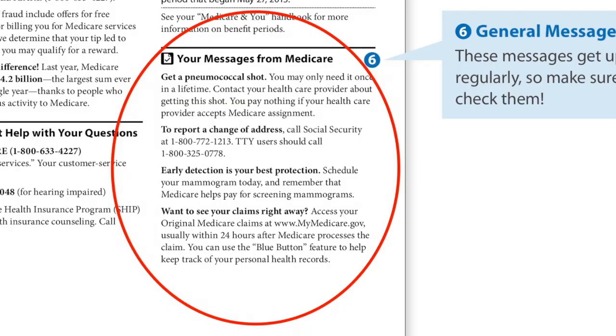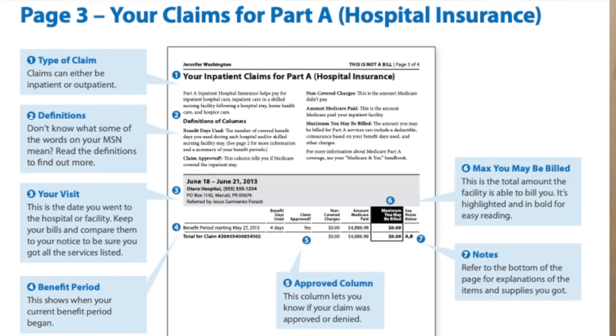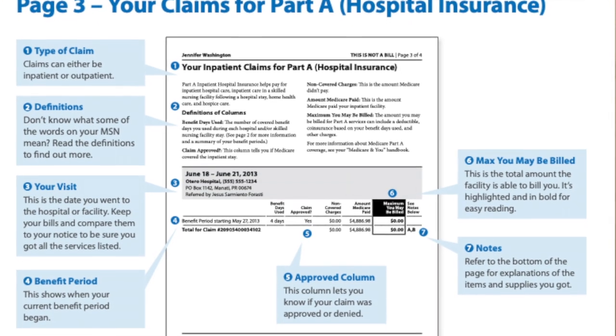The last section on page 2 is a message from Medicare. Medicare typically has 2 or 3 advisories on each notice for you each time you get one. Basic information. Now let's move on to page 3.